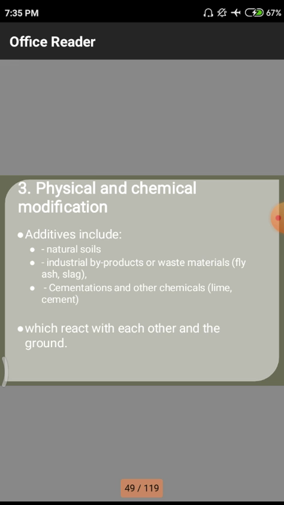Next one, physical and chemical modifications. That means some sort of physical equipment and other chemical modifications. Previously we discussed different techniques used by means of physical methods and different substances, using these chemical matters. First one, additives.